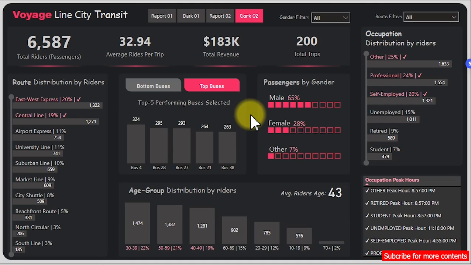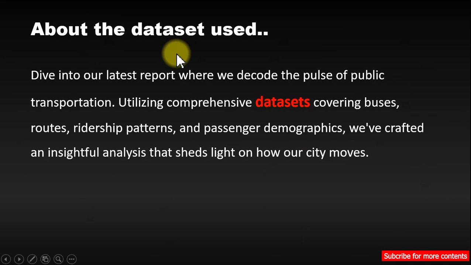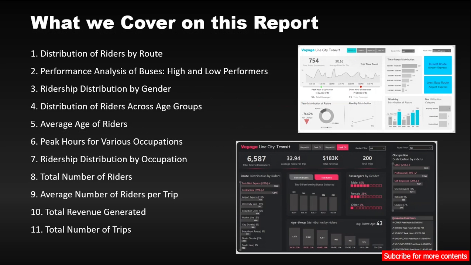But before then, let us take a look at the dataset we're going to use for this. Over here, you can read through this text to understand the dataset we are going to be using for our report. Then, once you have done that, it's very important for you to take a look at the tags or the things we're going to cover in this report. So go ahead and pause it and take a look at it, and let's proceed.